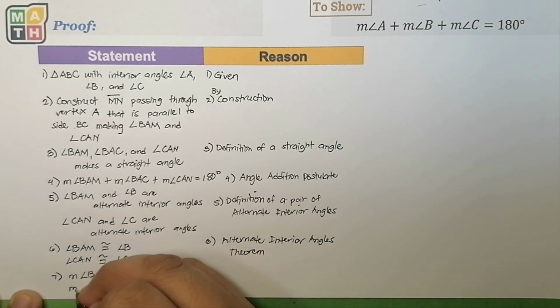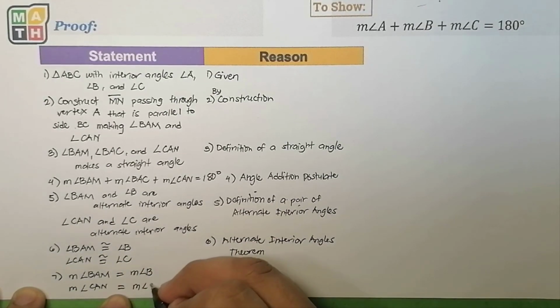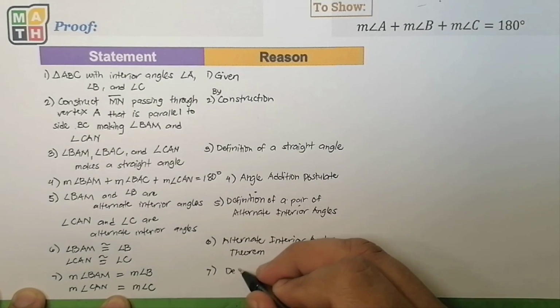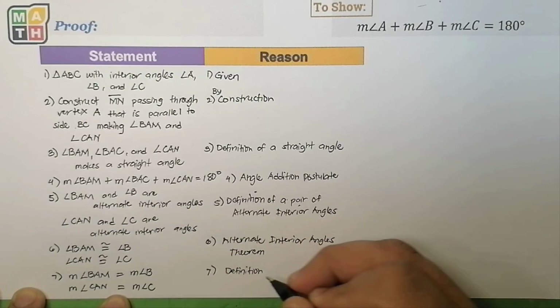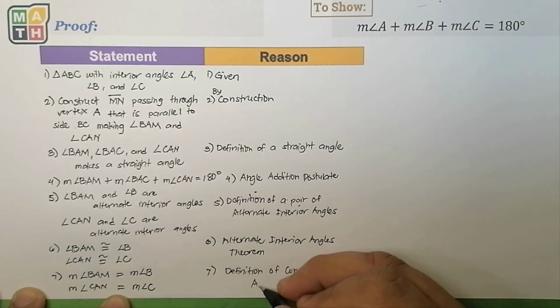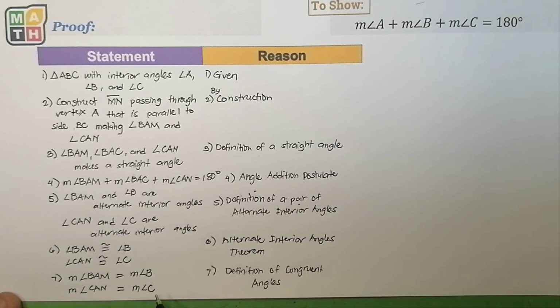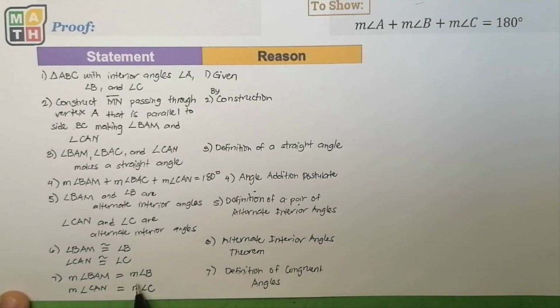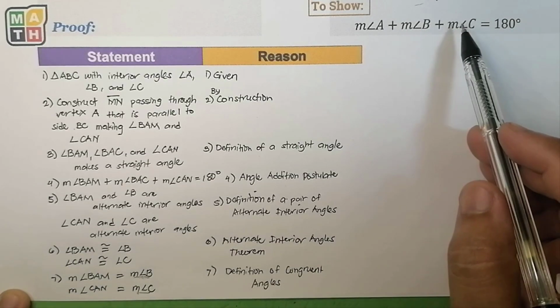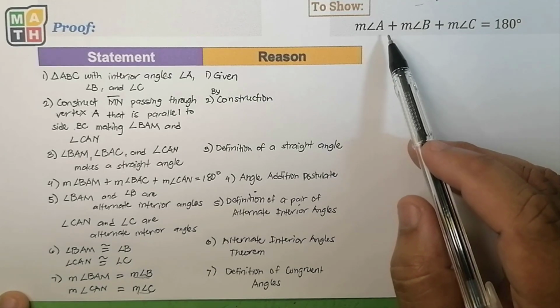Also, the measurement of angle CAN is equal to the measurement of angle C. This is by definition of congruent angles. Okay? So we are now here. We have established a fact that includes the measurement of angle B and the measurement of angle C, which is closer to what we are intending to. But we haven't found out angle A yet.